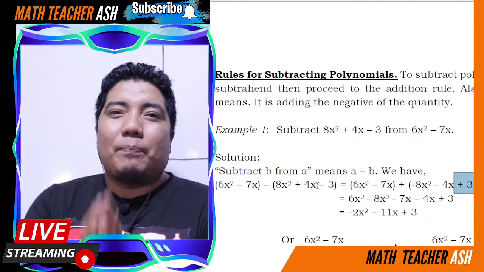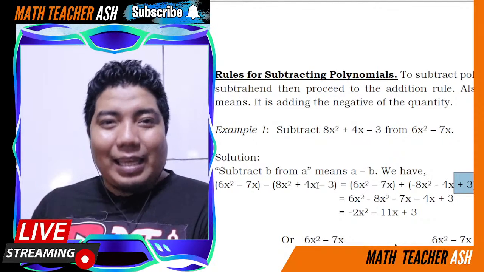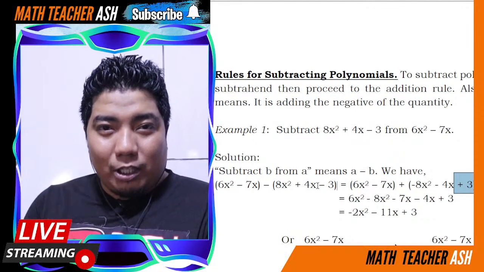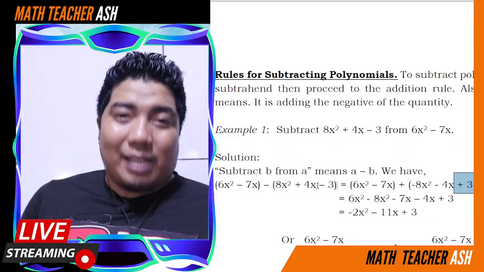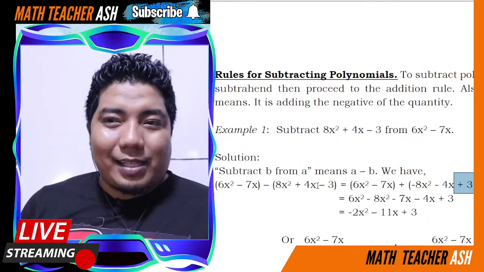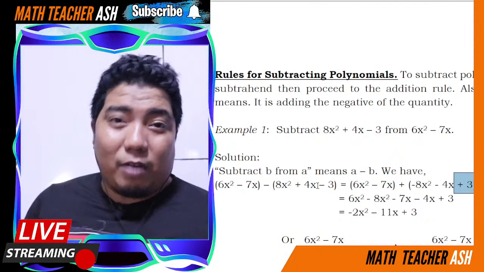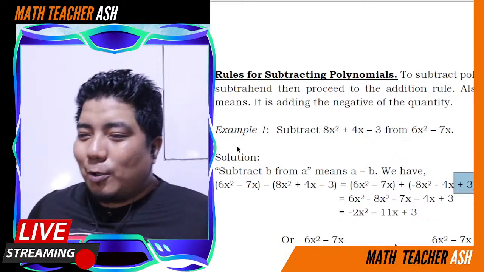I-add mo na sila. Pero, of course, ipa-follow mo pa rin yung rule in adding integers. So, when it is the same sign, you copy the sign, you add the numbers. When it is unlike sign, then you subtract the values and then copy the sign of the bigger value. Okay? So, how do we do this?